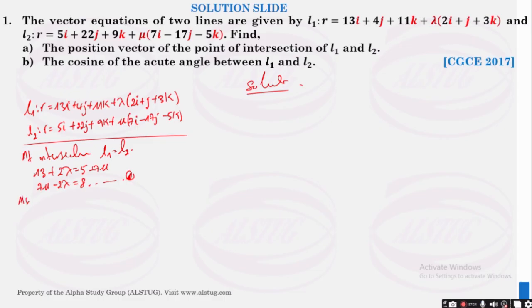Also, now I take the j components. For the j components, we have 4 plus lambda should be equal to 22 minus 17 mu.